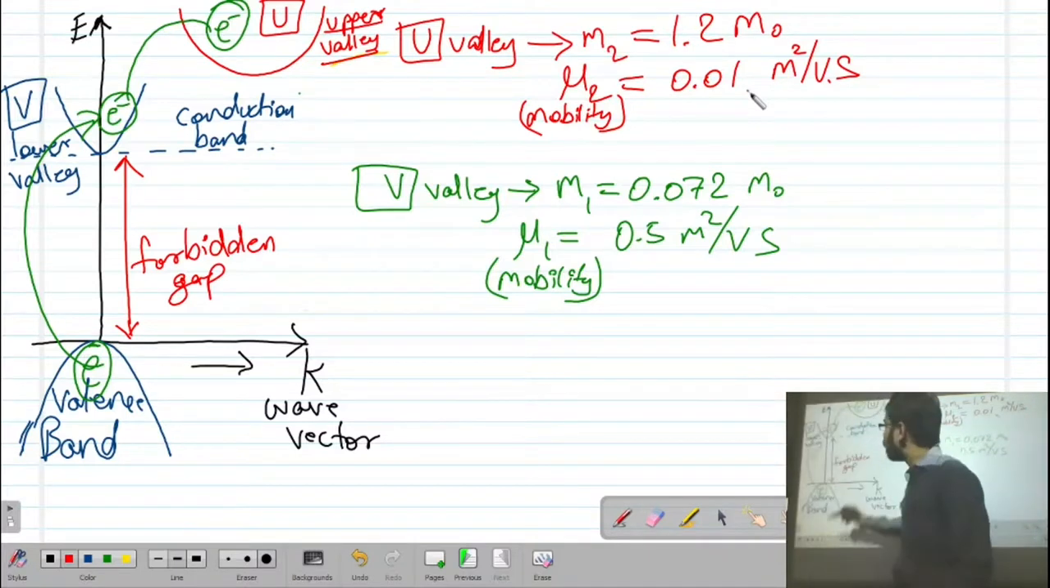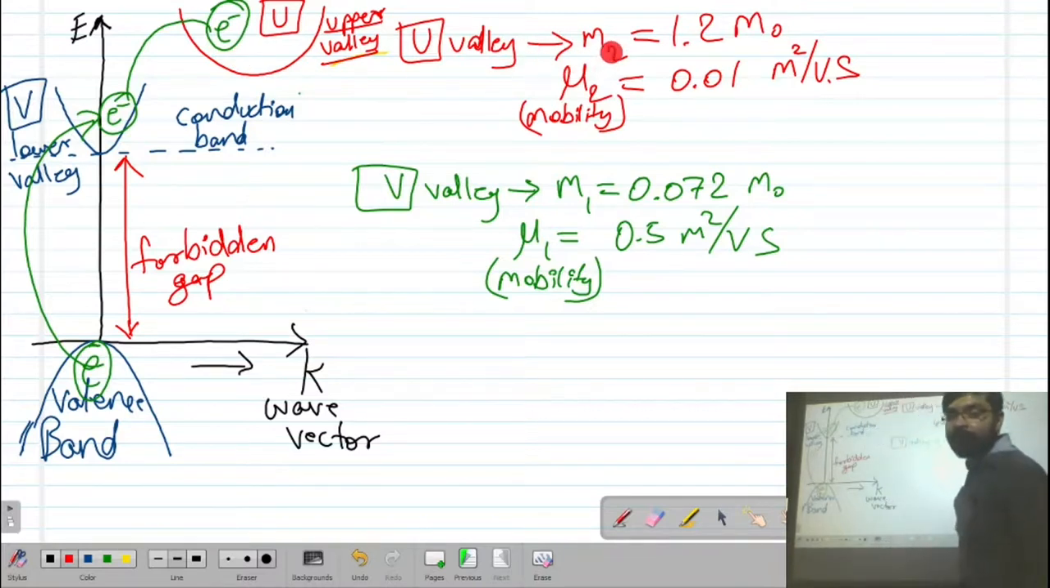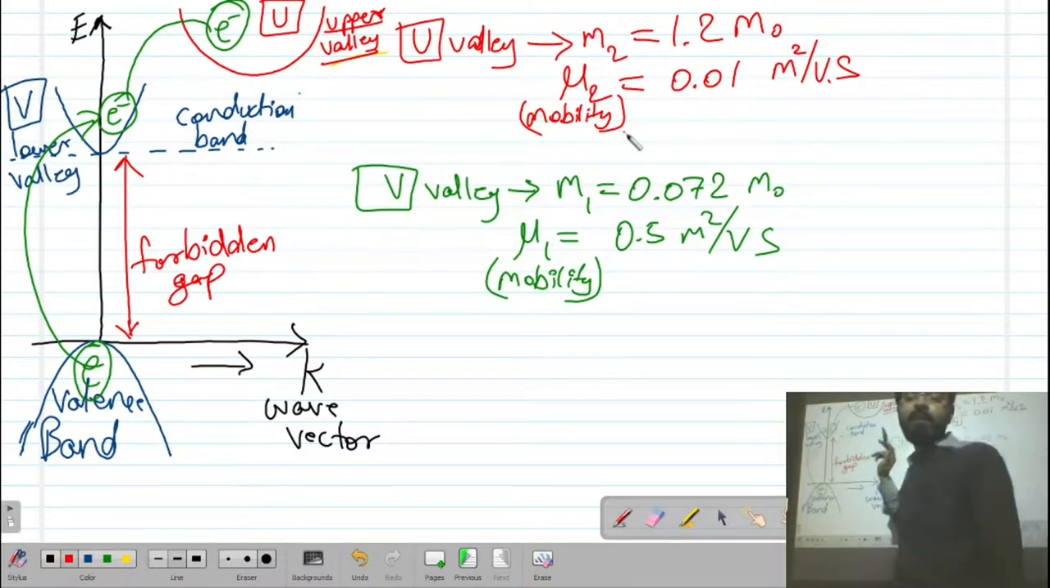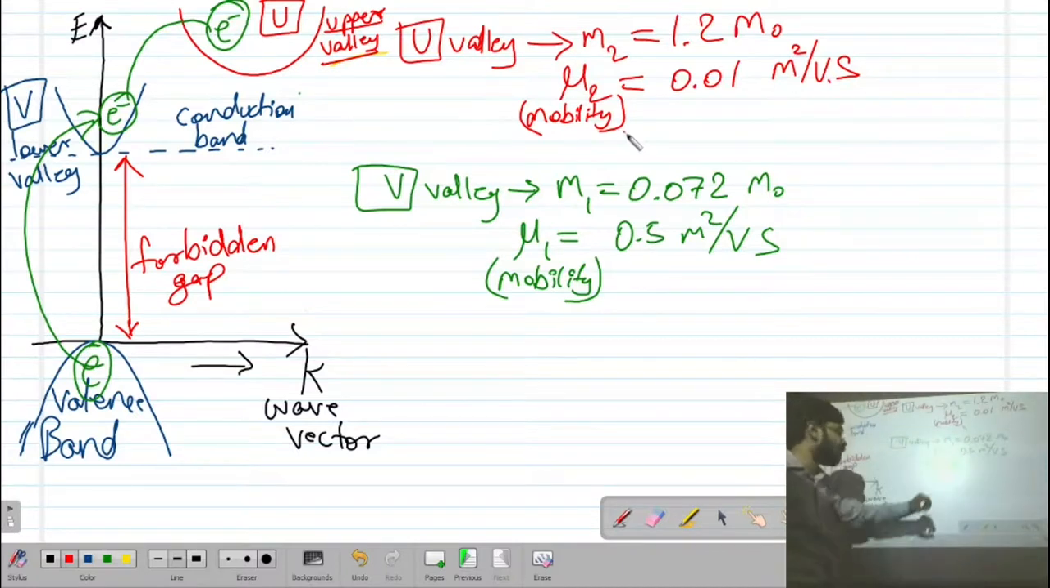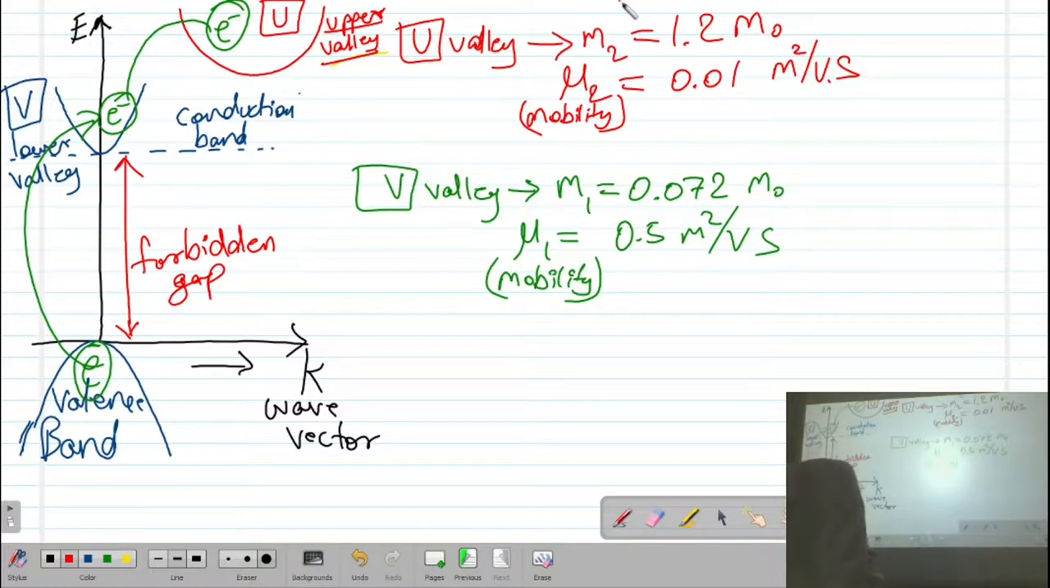The change in the energy levels within the conduction band itself, from the V valley to the U valley, increases the effective mass of an electron. Increasing the effective mass will decrease the mobility, and decreasing mobility will give rise to the negative resistance region. So this is all about the working between the lower valley and upper valley in the conduction band with respect to the applied field.